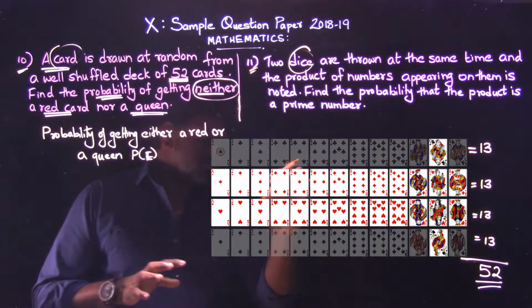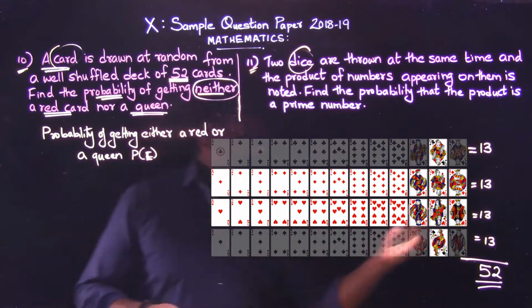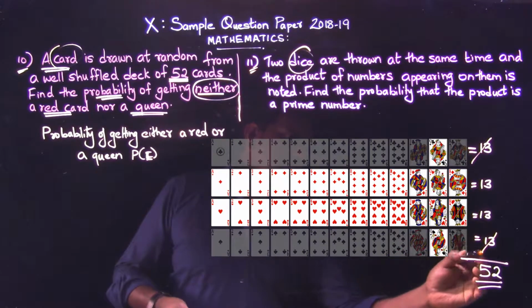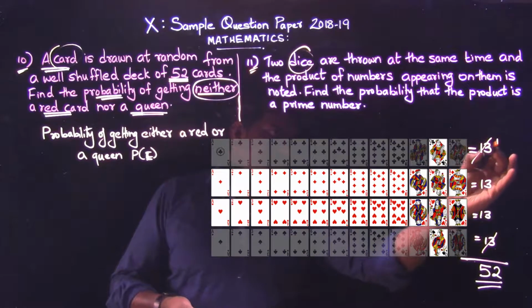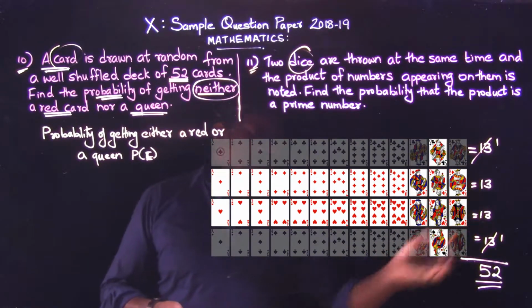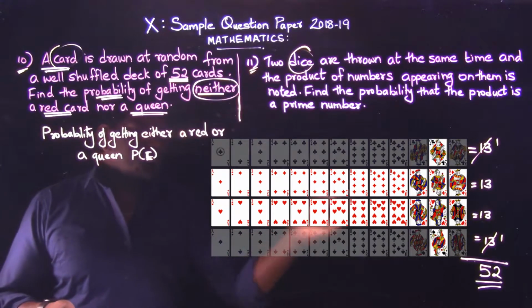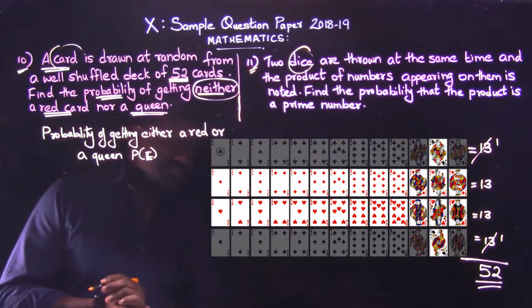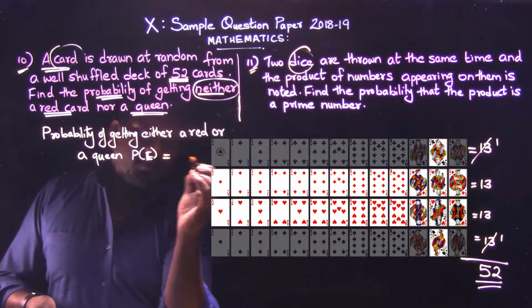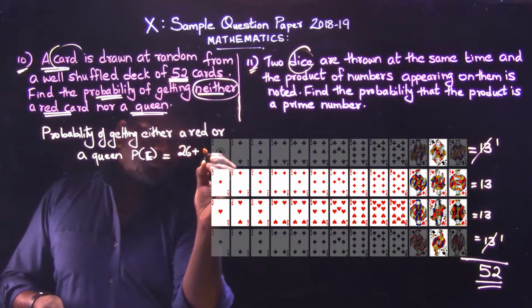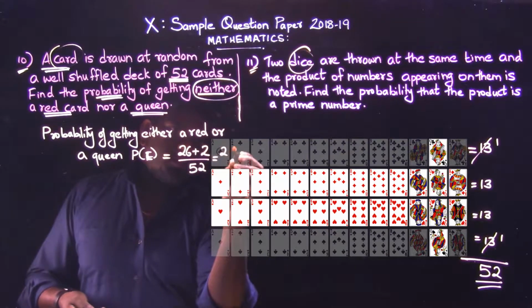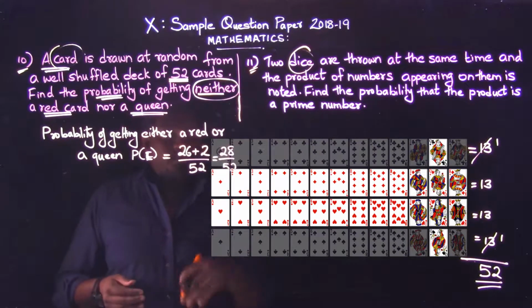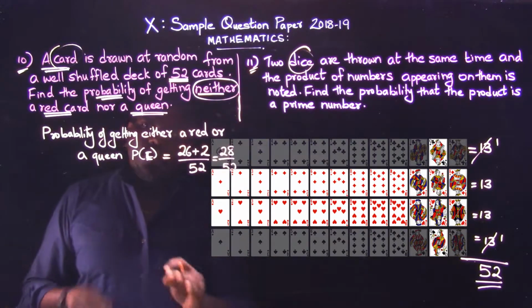Then if you see all the cards, the black ones are not there, except that one queen is left in each black suit. So altogether, 26 plus 2 is going to be 28. So the total probability would be 26 plus 2 by 52, which is 28 by 52. That is the probability of getting either a red or a queen.